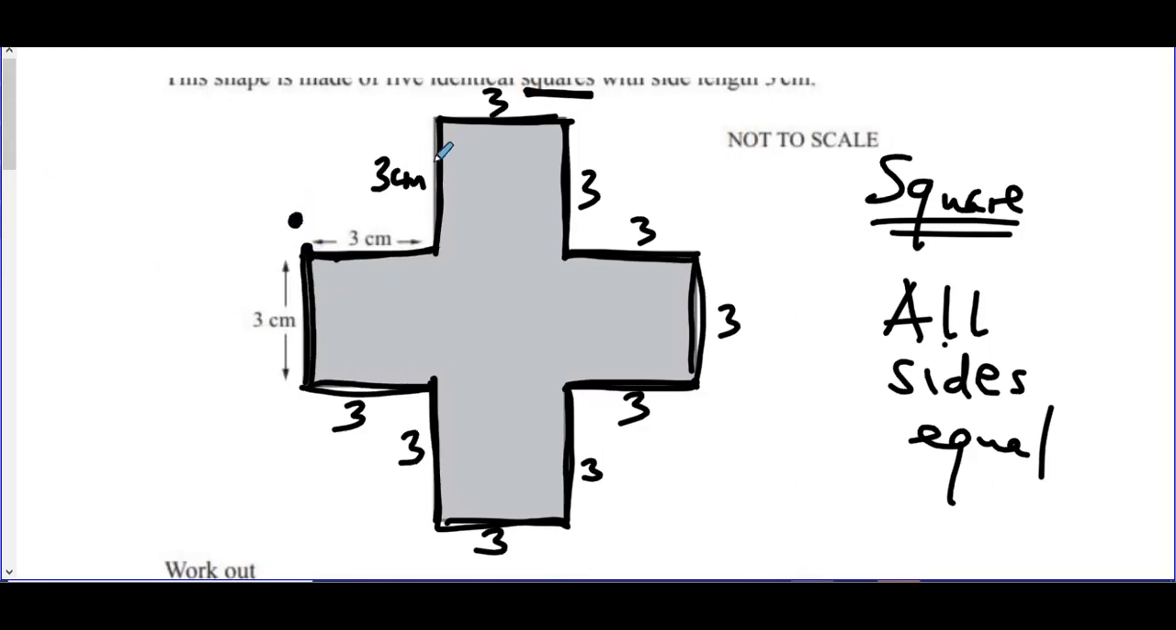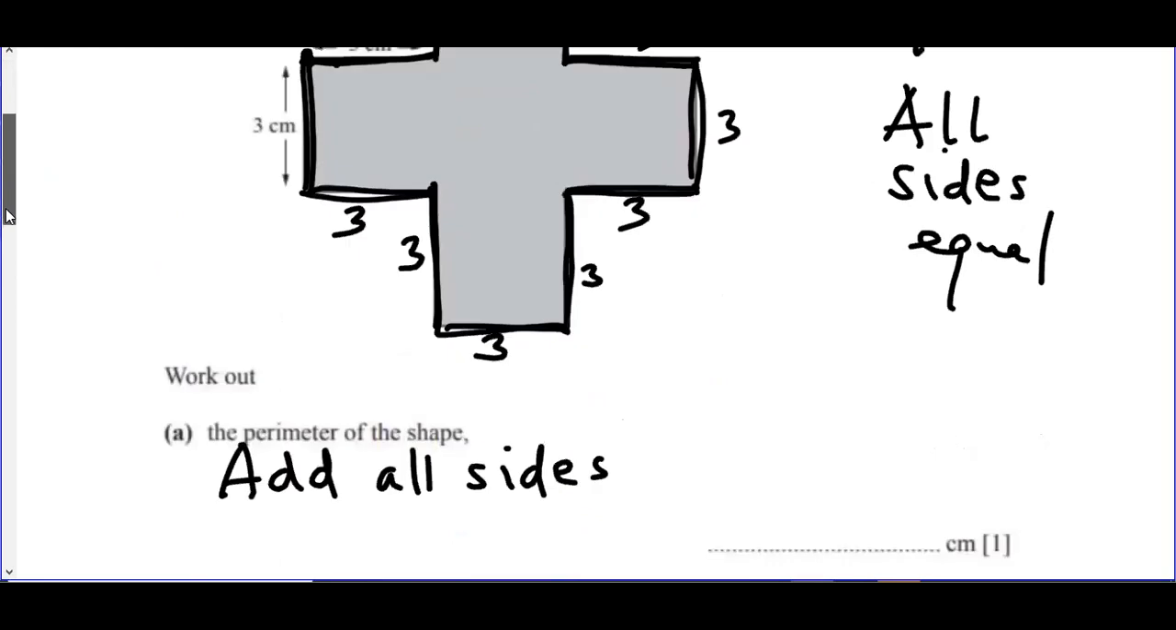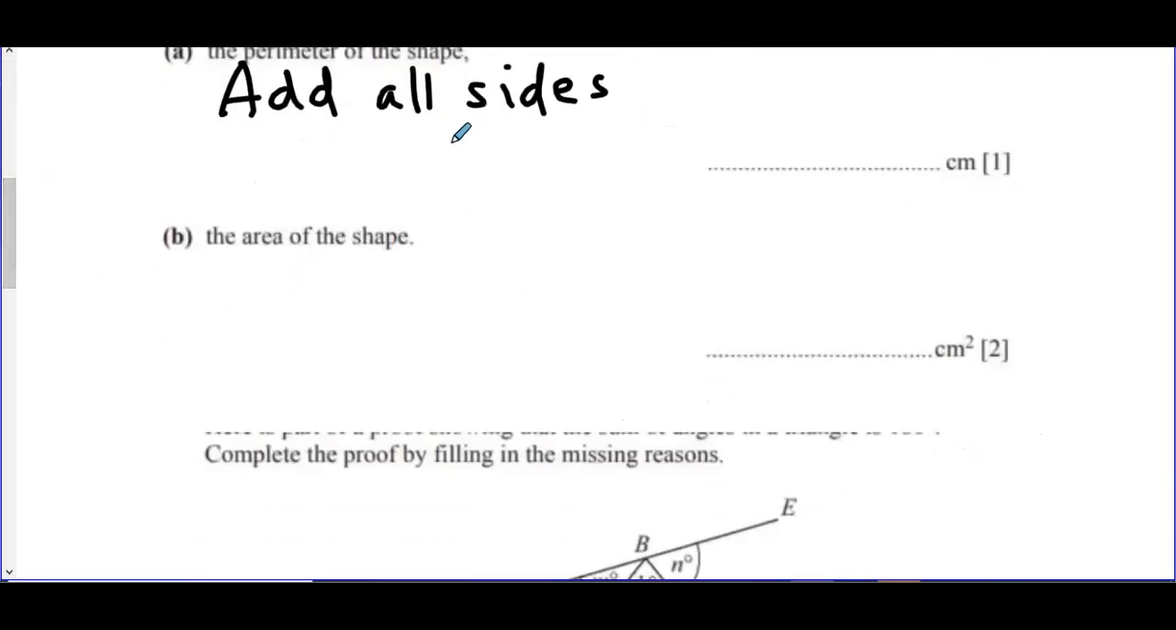So 1, 2, 3, 4, 5, 6, 7, 8, 9, 10, 11, 12. So there are 12 3s. So add all the sides. I'm going to take 12 multiplied by 3 centimeters because there are 12 3s. So this will be equal to 12 times 3, that will be equal to 36.